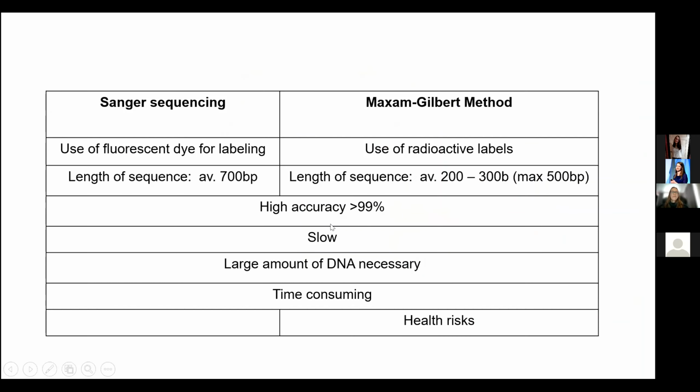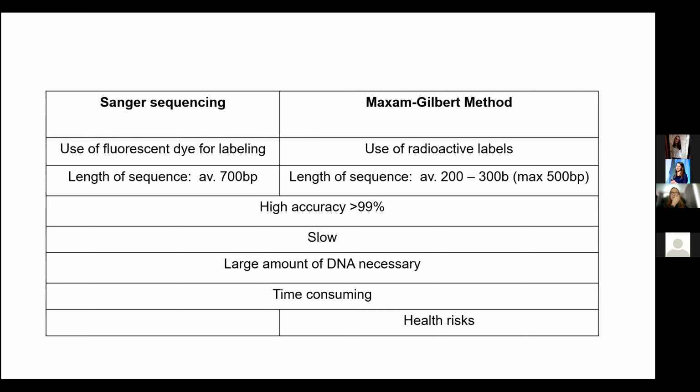This is a small comparison between these two methods. In the case of Sanger sequencing, we use fluorescent dye for labeling. In the case of Maxam-Gilbert, we use radioactive labels, and the average length of sequence is a little bit different. The plus of both methods is the high accuracy level, but unfortunately they are both slow and time consuming, and a large amount of DNA is necessary.